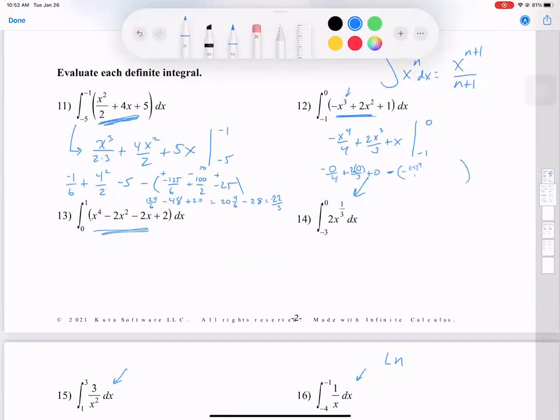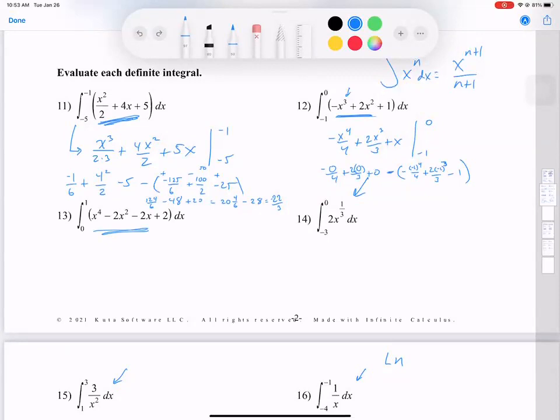We're going to subtract the backside. Negative 1 to the 4 over 4 plus 2 times negative 1 cubed over 3. And then minus the 1, right? We're just plugging in that negative 1, but we always subtract the top from the bottom. We subtract the top from the bottom. Okay, and that will give us some final answer.